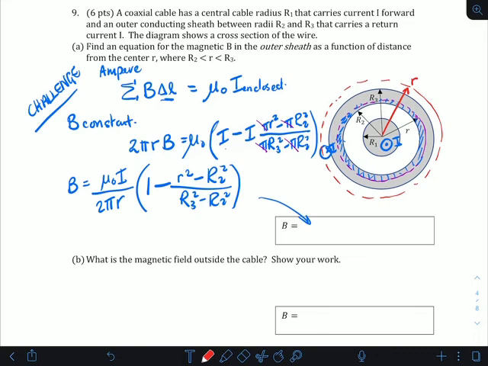Ampere's law, the left side would become 2 pi r B, and that's going to be equal to mu naught times I enclosed. Well, I enclosed is we have I coming out towards us, but then we have I going in. Well, that's just 0. So in this case, B is equal to 0.